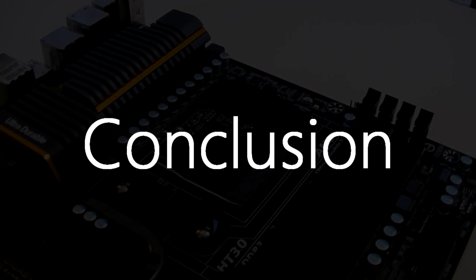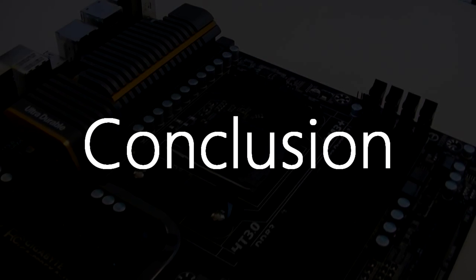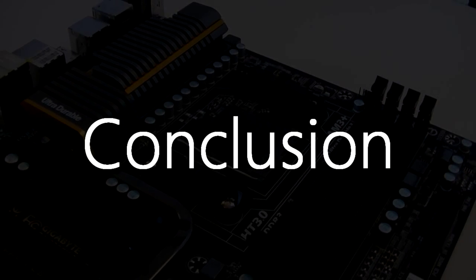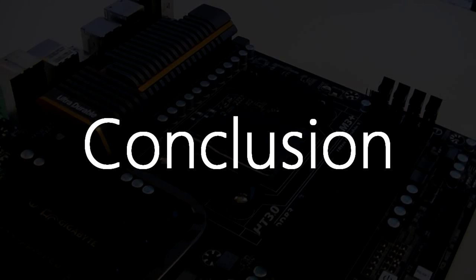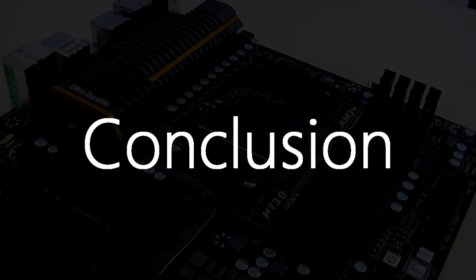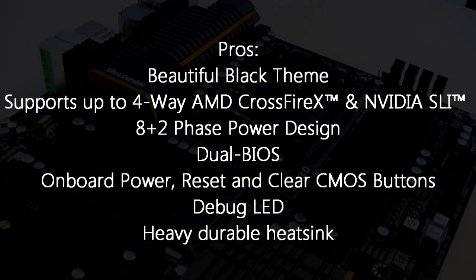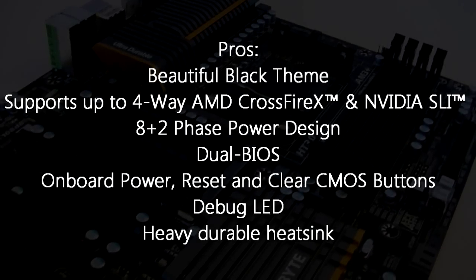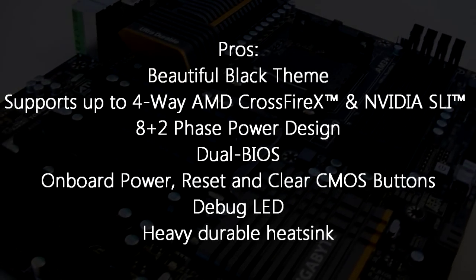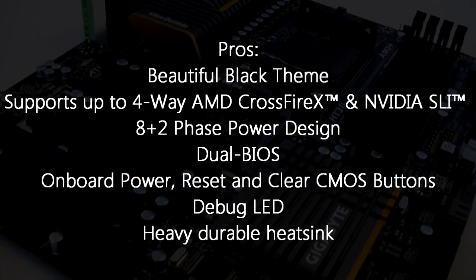The GIGABYTE GA-990FXA-UD7 motherboard showed us its best sides, and from what I've seen, I really like this board. Great cooling, looks, features and performance. Pros for this motherboard are: it has a beautiful black theme, then it supports up to 4-way AMD Crossfire X and Nvidia SLI, and 8+2 phase power design.